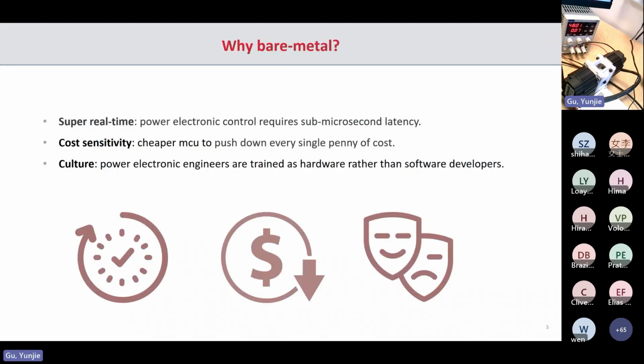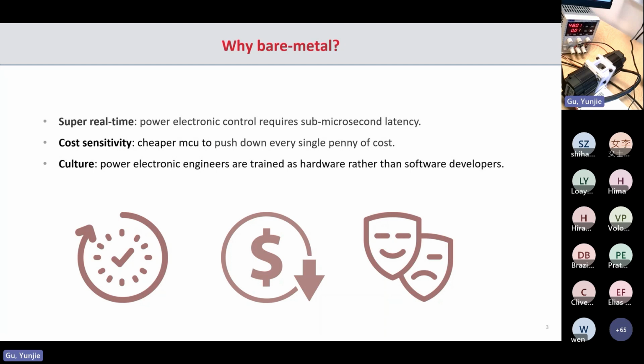And the reason is actually threefold. The first reason is that power electronic control requires very high real-time performance, so it requires very low latency. The latency must be below, say, a microsecond, which is beyond the capacity of any real-time operating system. And the second reason is cost sensitivity.